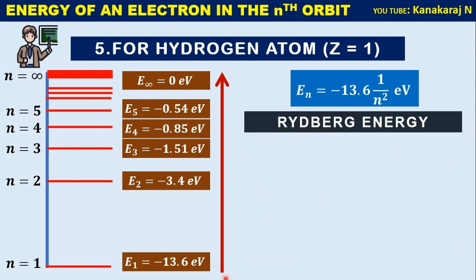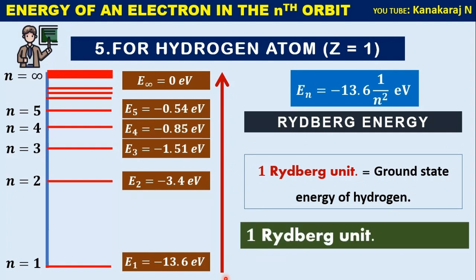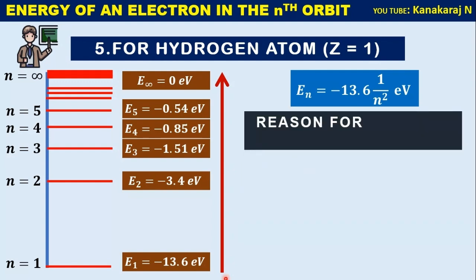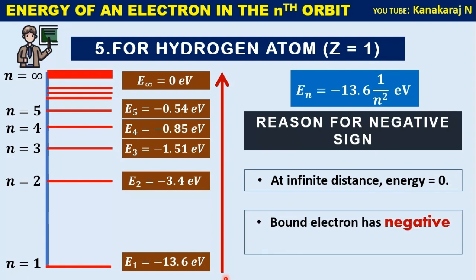Rydberg's energy. 1 Rydberg unit equals the ground state energy of the hydrogen atom. We know that the ground state energy of the hydrogen atom is minus 13.6 electron volt, which is 1 Rydberg unit. Reason for negative sign: at infinite distance, the energy is zero. This means a bound electron has negative energy.